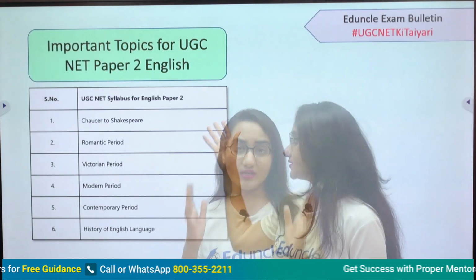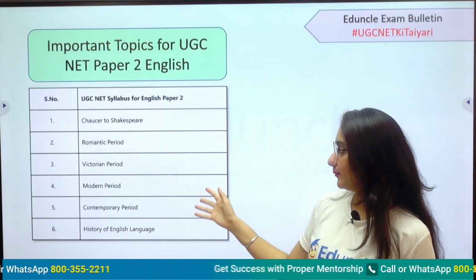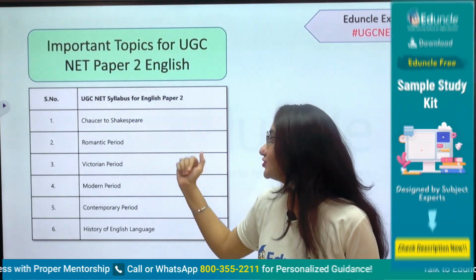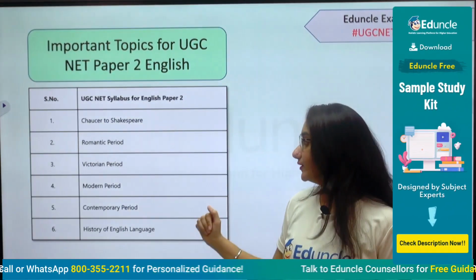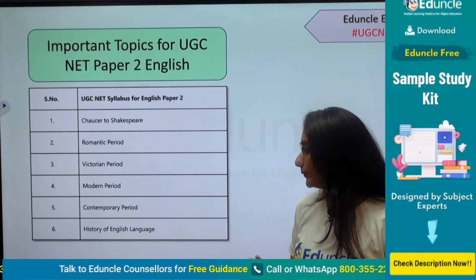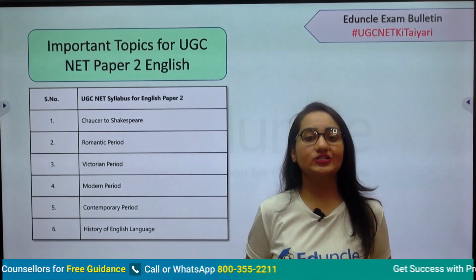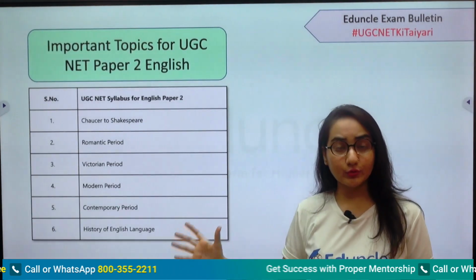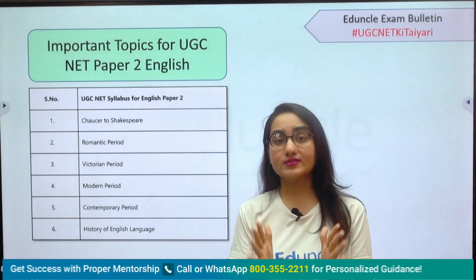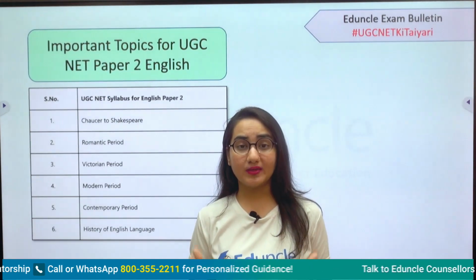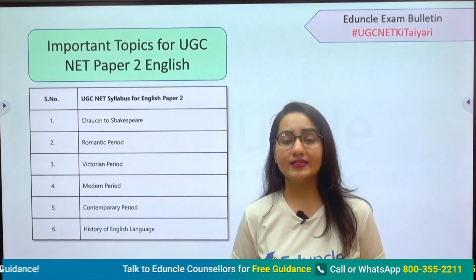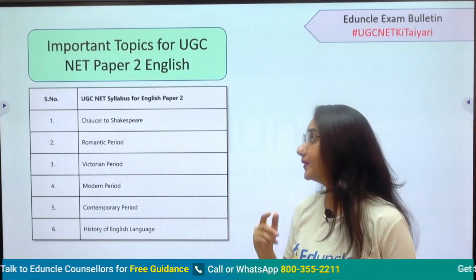So this is the table which says the important topics. I can just read it out for you. That is Chaucer to Shakespeare, Romantic period, Victorian period, modern period, contemporary period, history of English language. So these are the few topics which you must go through in order to prepare yourself well and in order to be exam ready for this particular subject, which is UGC NET English Literature, that is paper 2.